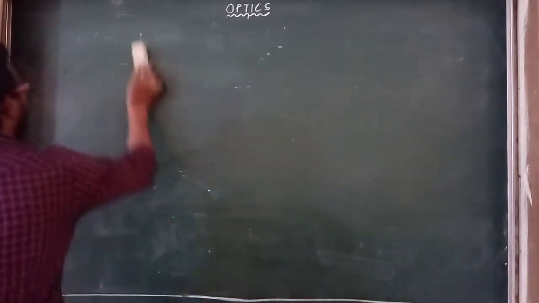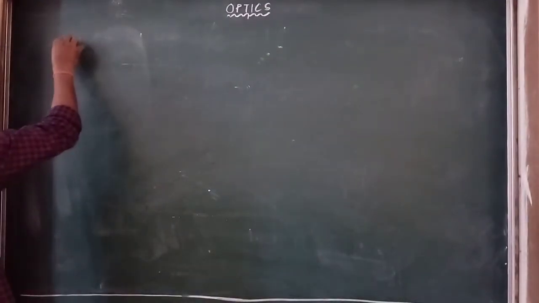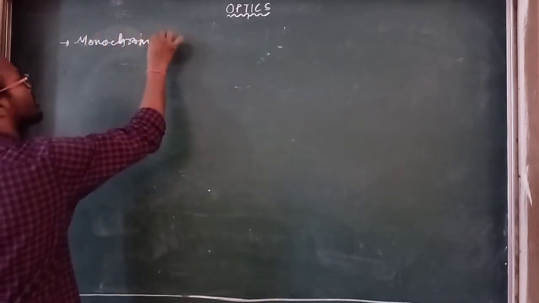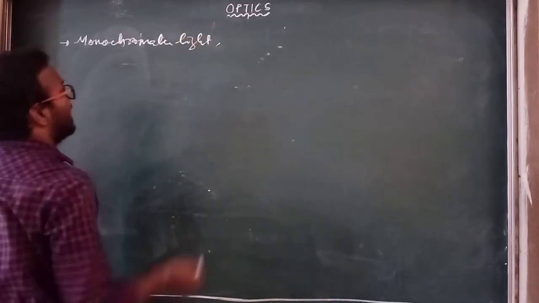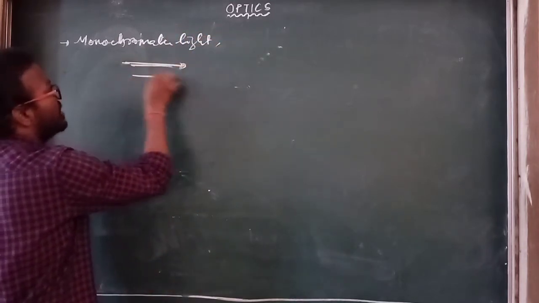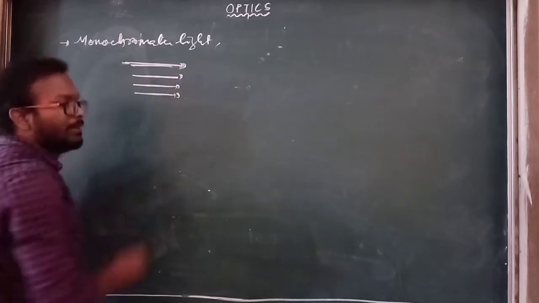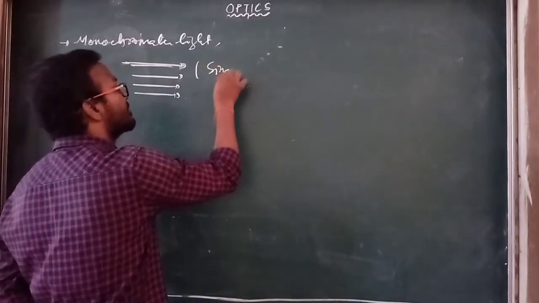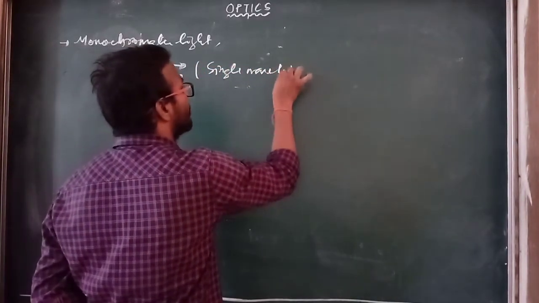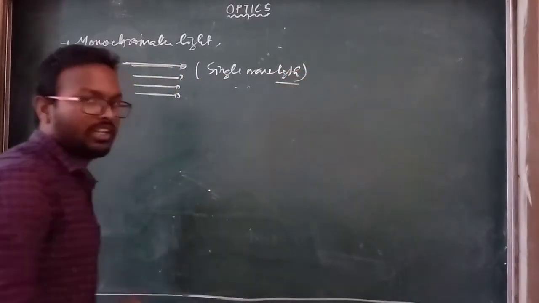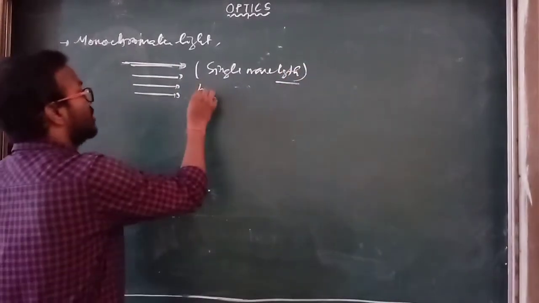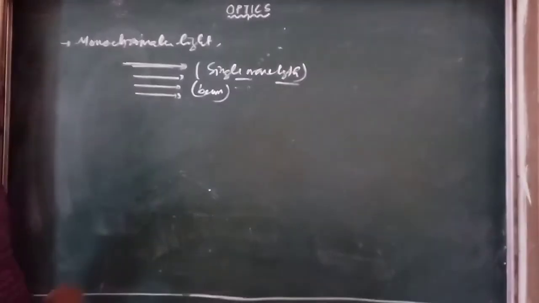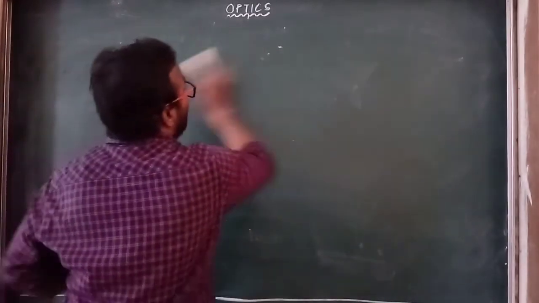What is monochromatic light? That means there are a number of rays which form a beam, and all the rays in the beam are coming with a single wavelength. That type of light is known as monochromatic light, and the beam consists of a single wavelength. Clear? Okay. Next, we will come to what is reflection.